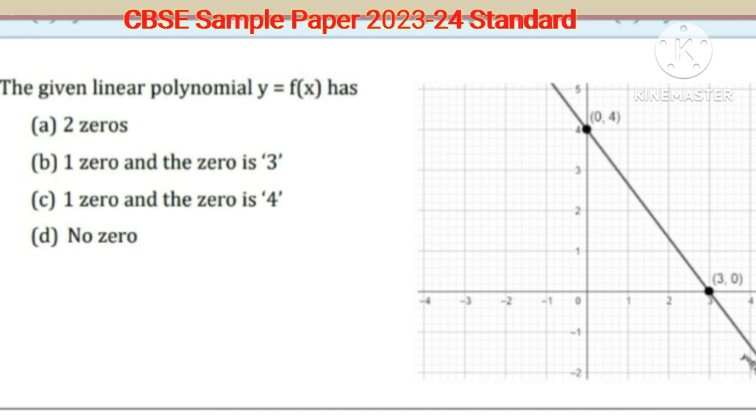Let's see question number 2. The given linear polynomial has how many zeros? So clearly it has only one zero at which it meets the x-axis. So one zero and the zero is 3. B is the right option, because the zero is not 4, it is 3 since it is passing through 3.